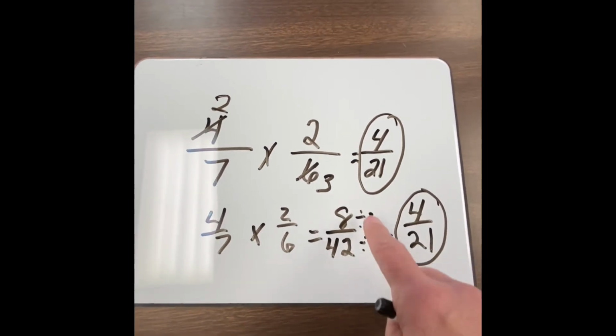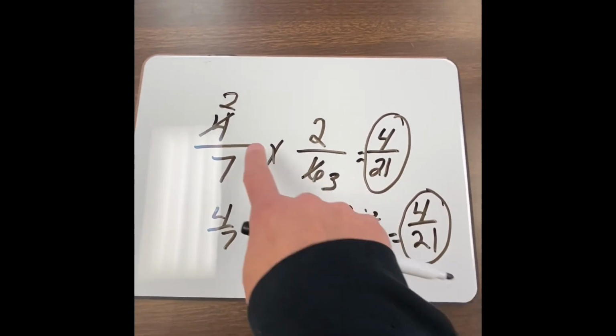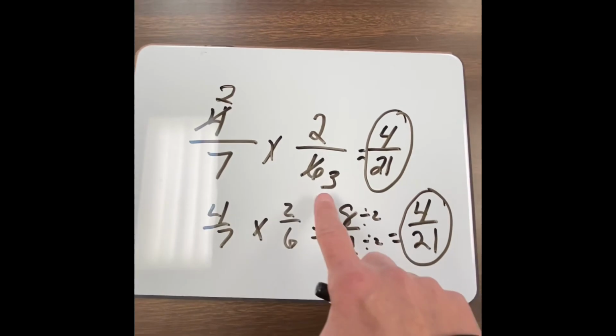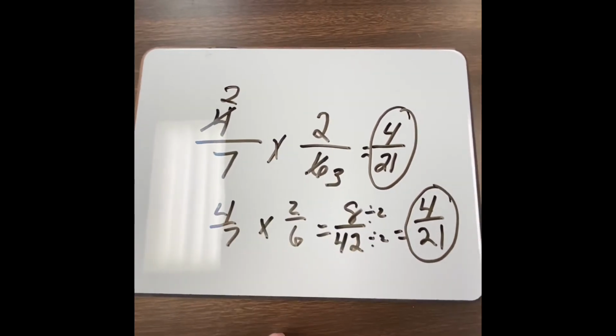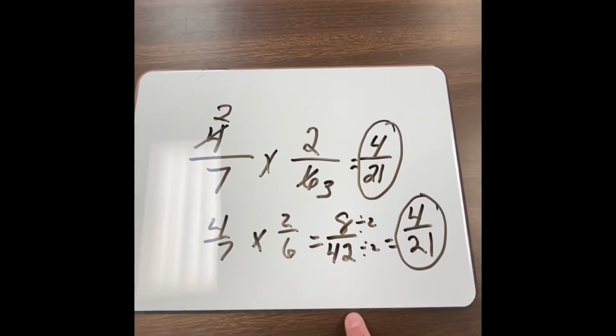And here, you notice we divided by 2. That's what we did to the 4 and the 6 up here, divided by 2. Sometimes it's easier to see it in smaller numbers than it is to see it in larger numbers. Okay?